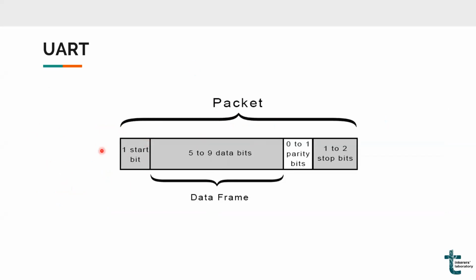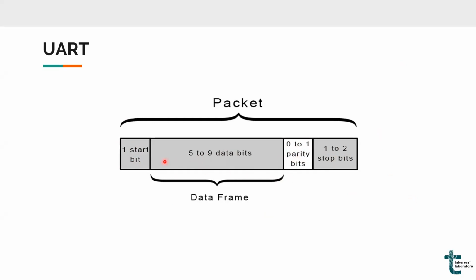This is a typical UART data packet. This is a start bit, stop bit, and parity bit. The parity bit is an error checking mechanism essentially. In the data frame, the start bit must exist and the stop bit must exist, but the parity bit is optional. But in most cases, we use the parity bit.